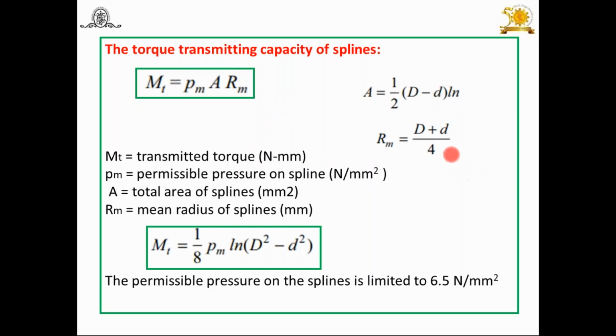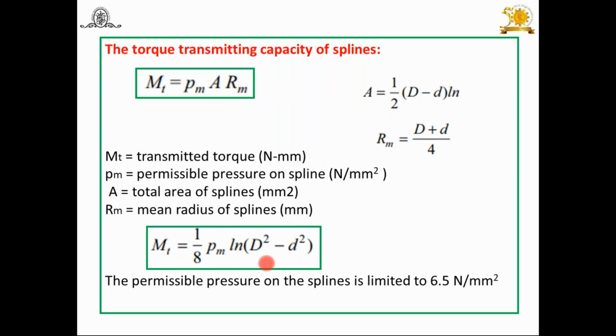Then mean radius. Mean radius means capital D plus small d, major diameter plus minor diameter, by 4. How do you get the 4? You know very well, D by 2 plus d by 2. You can do the analysis to find out the RM. Then again by 2 you will get the 4, capital D plus small d by 4. This is the mean. You can substitute these values. RM is equal to this and A is equal to this.